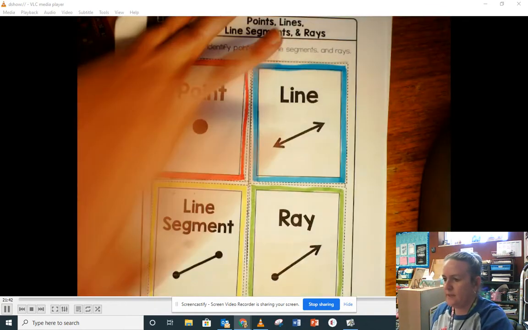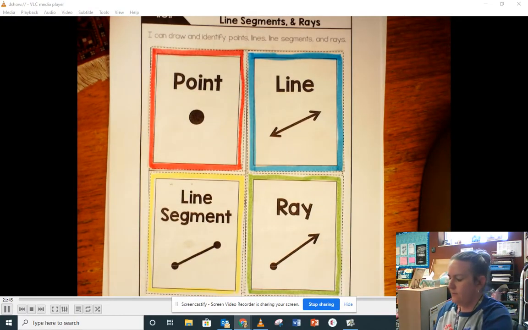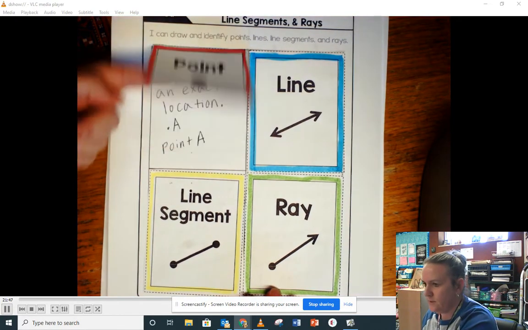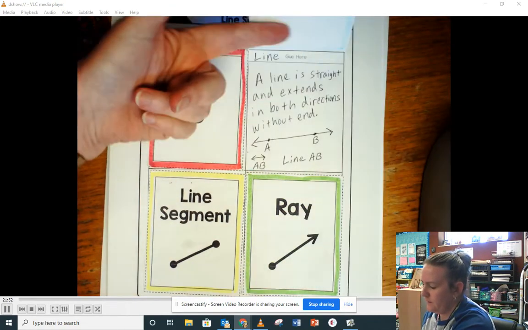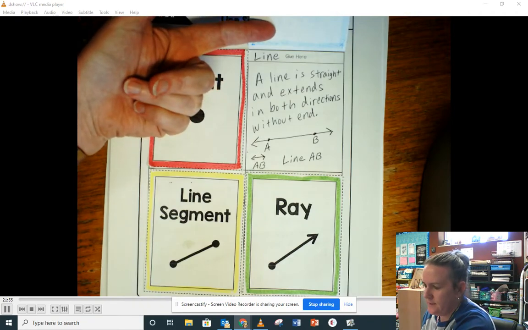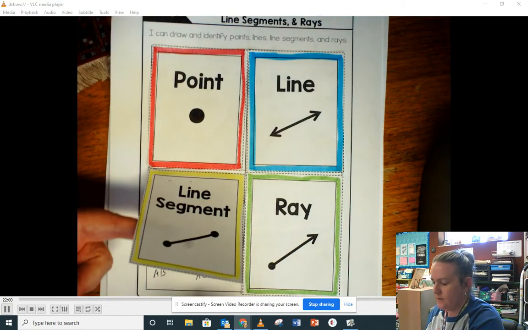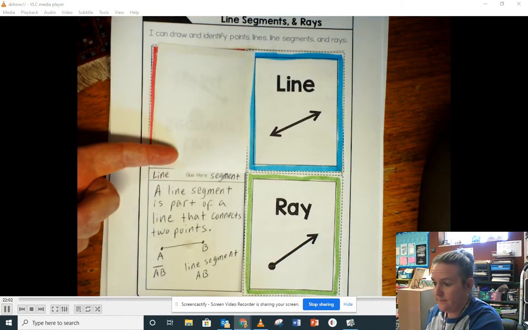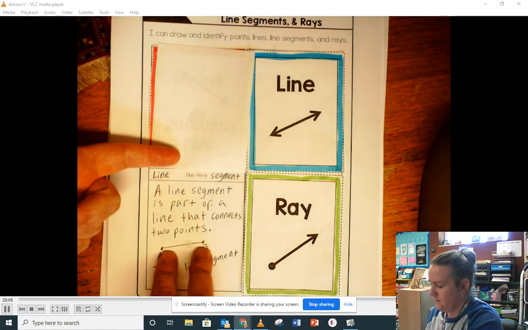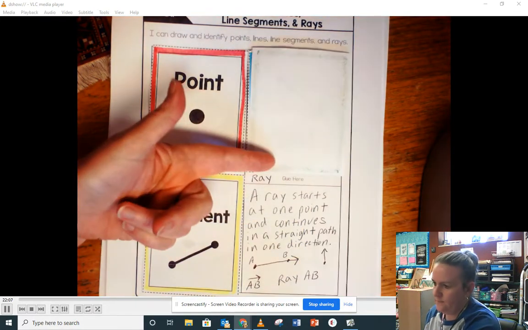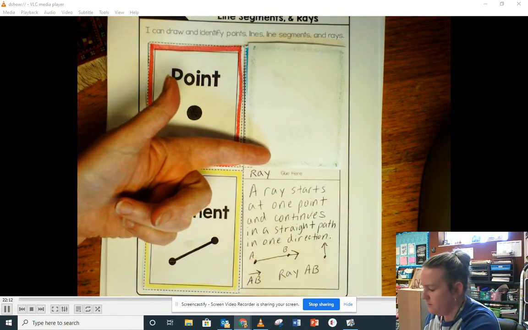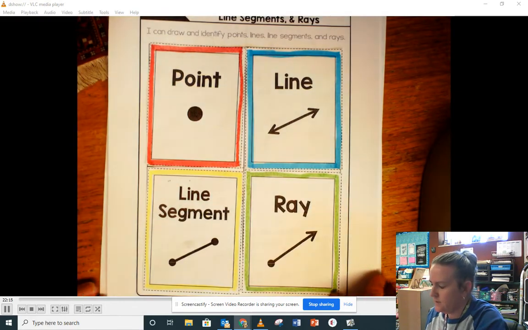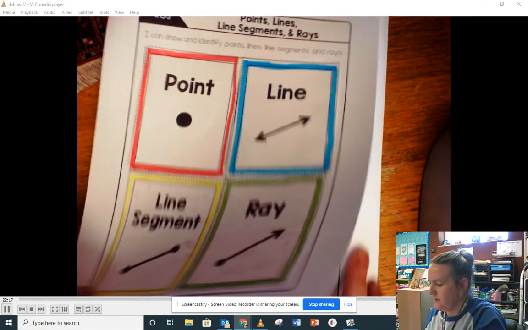Okay, so that makes it a little interactive flip book. So you can lift it up, say what's a point, an exact location, what's a line, is straight and extends forever in both directions. What's a line segment? A piece of a line that connects 2 points. And what is a ray? Starts at one point and goes on forever, but only in one direction. Okay, now we are ready to do our second and last page for today.